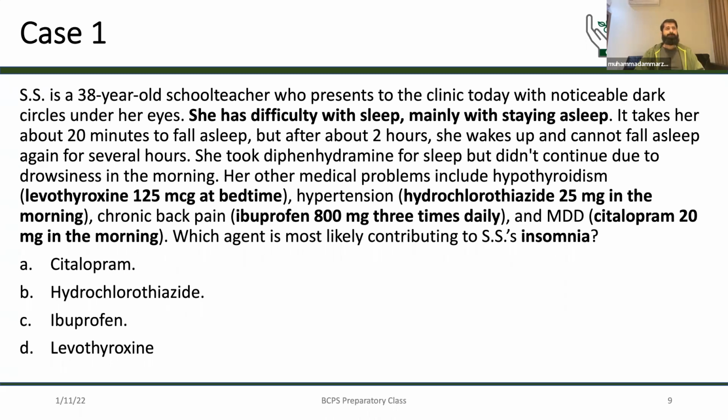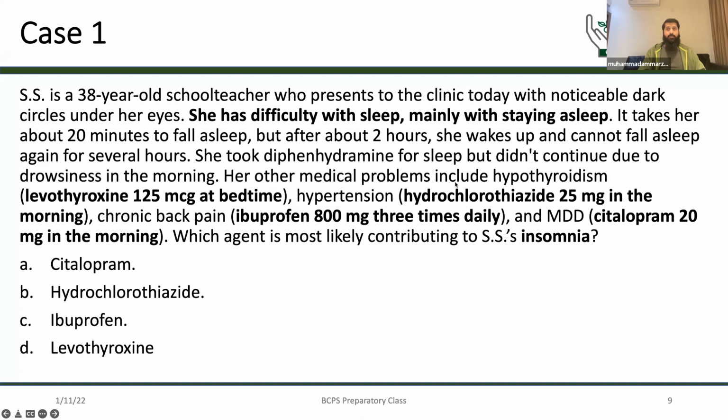So this is a case of a patient. She has difficulty with sleep. So obviously she has insomnia, mainly with staying asleep. It takes her 20 minutes to fall asleep, but after 2 hours, she wakes up and cannot fall asleep. She took diphenhydramine, which is over the counter for sleep, but didn't continue due to drowsiness in the morning. Obviously, diphenhydramine causes drowsiness in the morning.